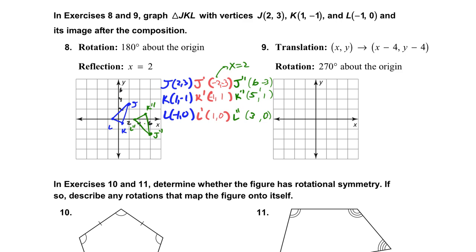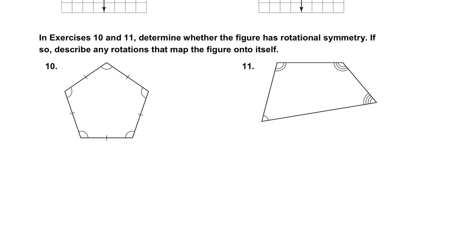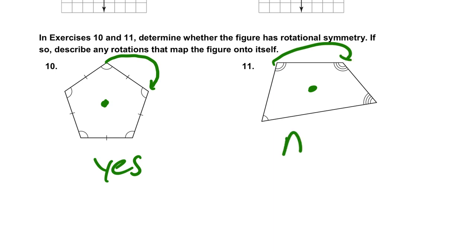Right, and the last thing is just rotational symmetry. Can we rotate around the center where one vertex lands on the other one? Yes or no? And this one, yes, it does have rotational symmetry. And if I try to rotate this one, even if I try to get this to land here, because they're different angle measurements, it wouldn't line up. So that'd be no, it doesn't.